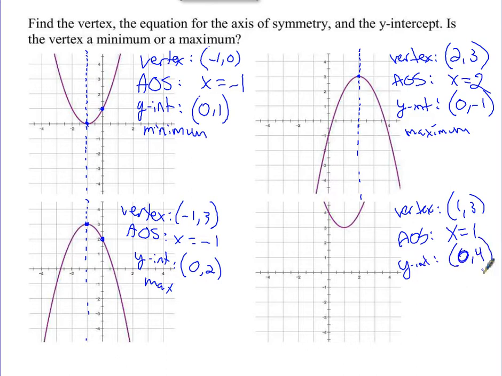And then finally, max or min? Minimum. And if I wanted to, I could draw in the axis of symmetry right through the vertex. There it is. We're going to be doing that a lot in this chapter.